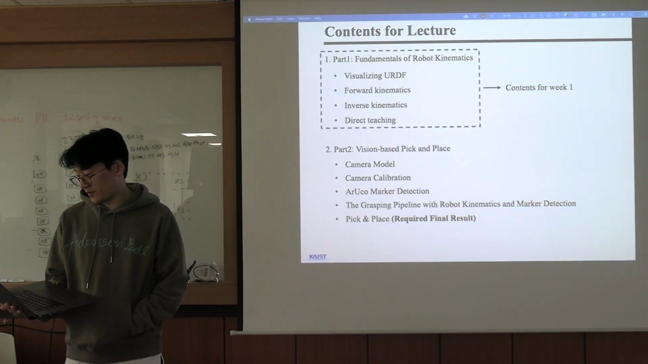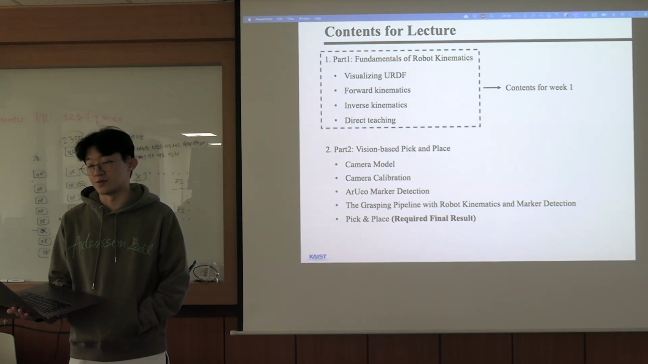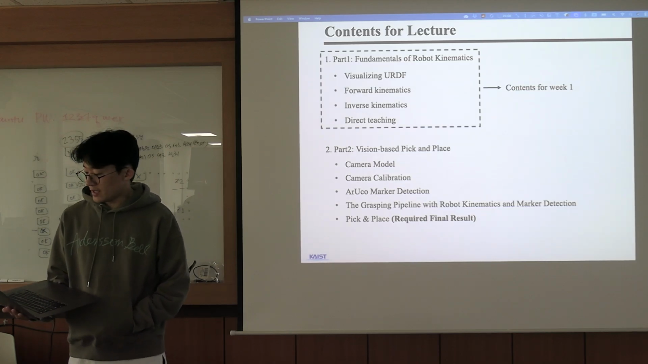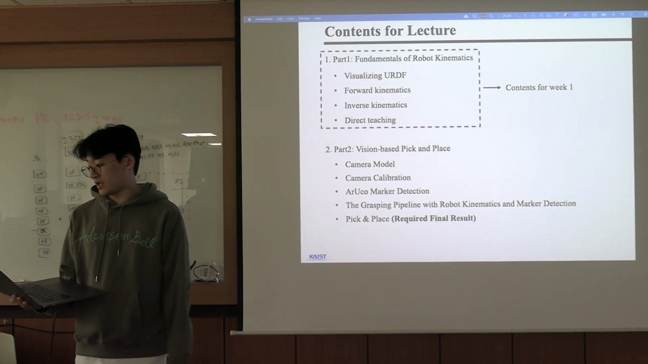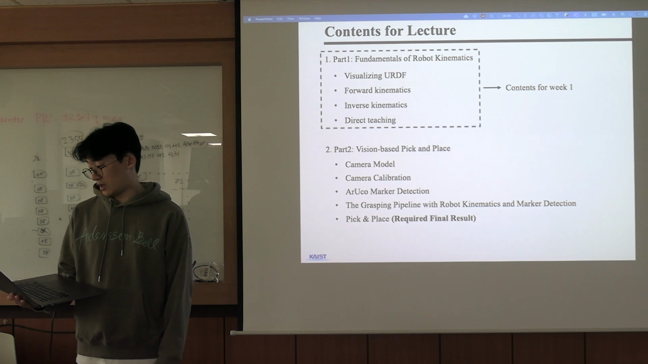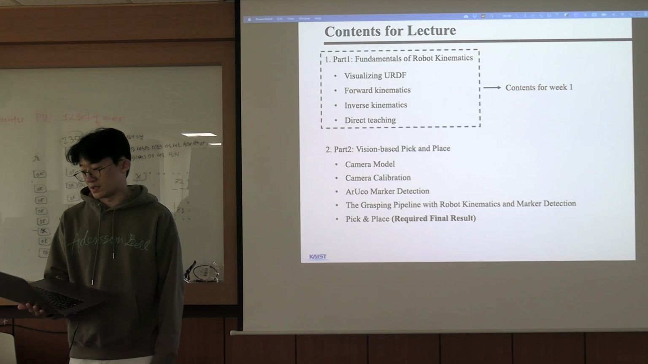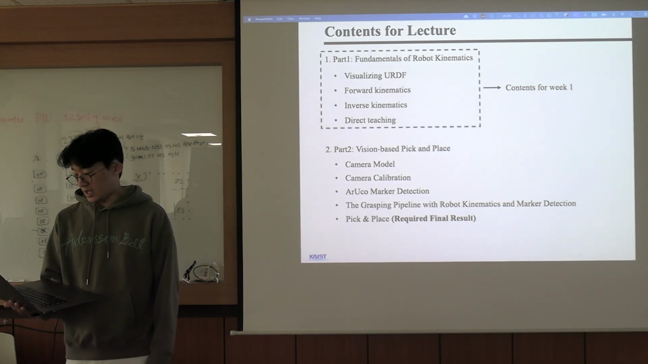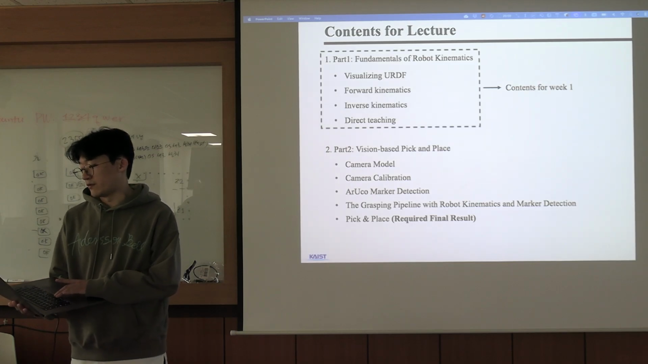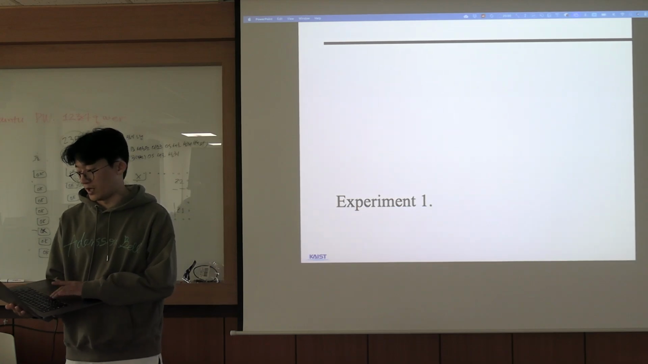Today we will start with the fundamentals of robotic kinematics. First, we'll learn how to visualize a robot using URDF, which defines the robot's structure. Next, in forward kinematics, we calculate the end effector's position and orientation from the joint values. Then, in inverse kinematics, we do the opposite, finding the joint values for a desired end effector pose. And finally, we'll look at direct teaching, where the user physically guides the robot and records the motion for later use. So, about experiment 1.